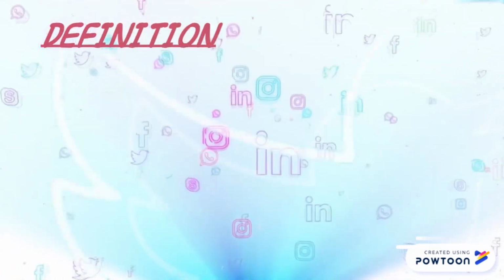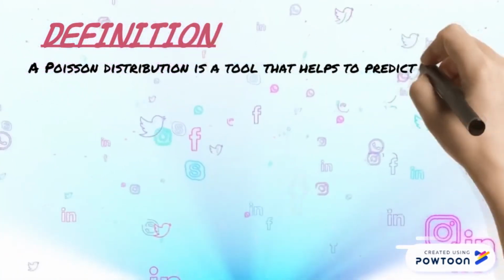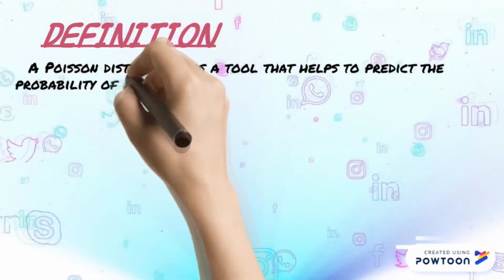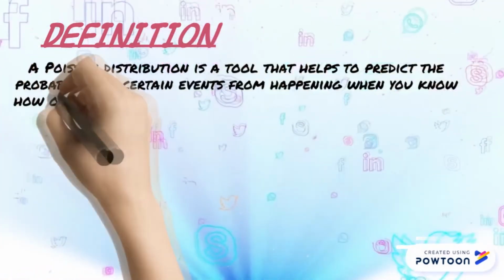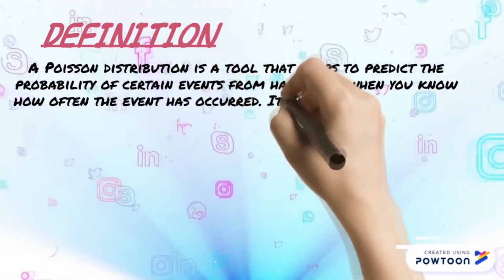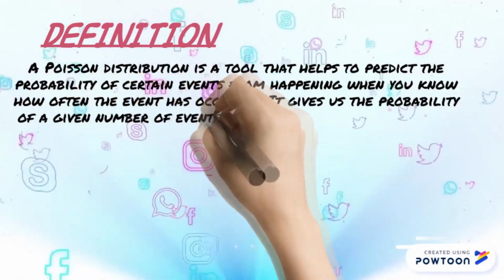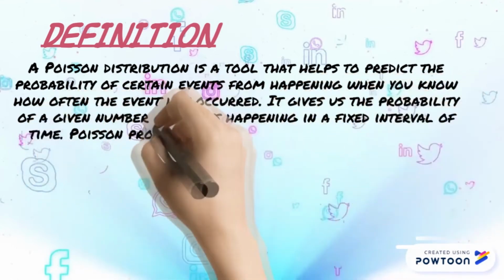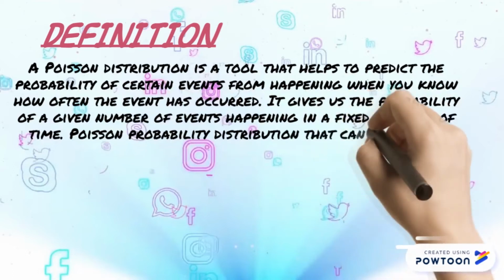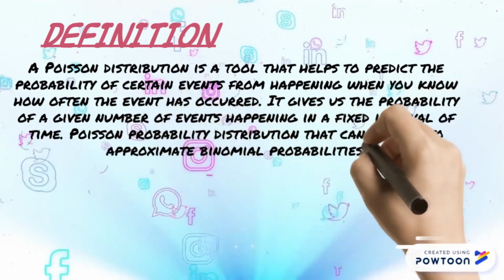Okay guys, the definition of Poisson distribution is a tool that helps to predict the probability of a certain event happening when you know how often the event has occurred. It gives us the probability of a given number of events happening in a fixed interval of time. The Poisson probability distribution can be used to approximate binomial probabilities.